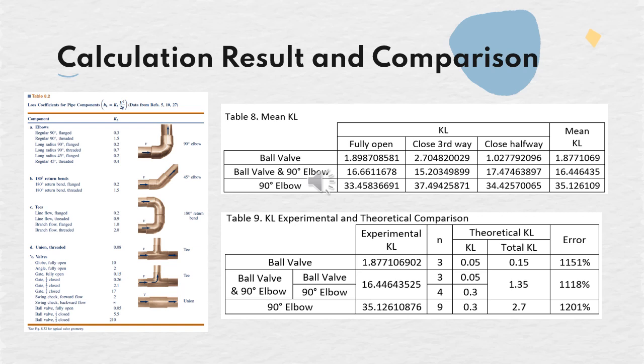From the 3 different valve configurations, we calculate the mean, the average of the 3 values, to determine the mean minor head loss coefficient, and then compare it to a reference table. And we can see in table 9 that the value is significantly higher, up to 1000%, meaning that there is some flaw in this experiment, resulting in such a high error.